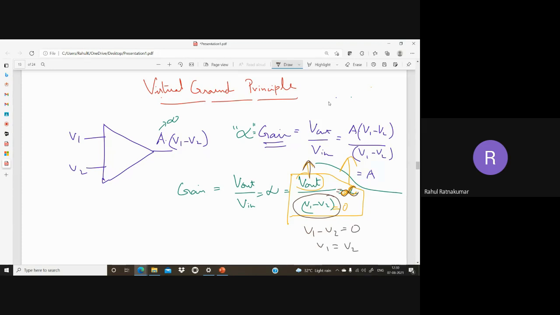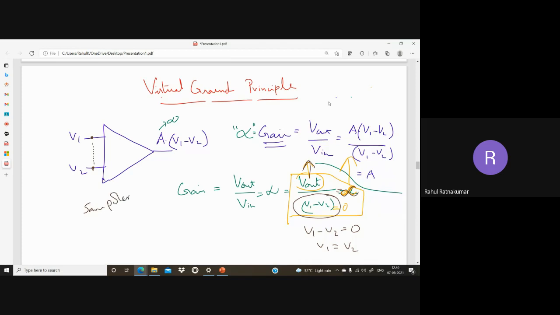Yes, V1 equals V2. So what is the meaning of that? If any voltage is given into the op-amp, these two voltages, V1 and V2, can be assumed to be equal. That means we can assume there is something connecting these two input points of the op-amp, making them the same potential, the same voltage potential.